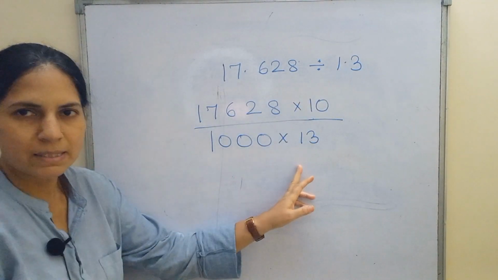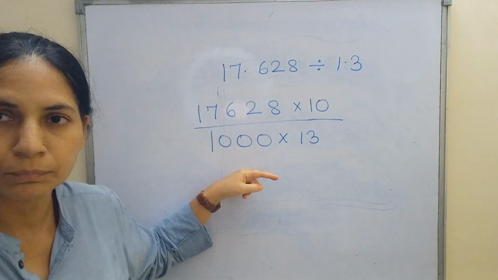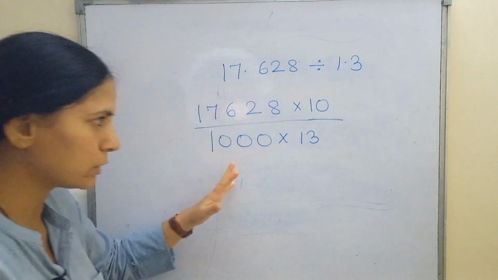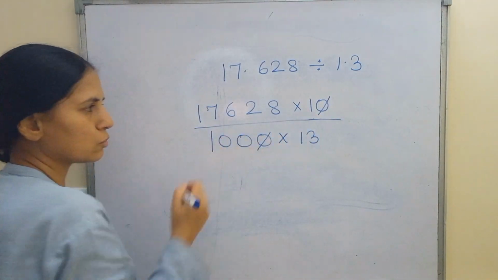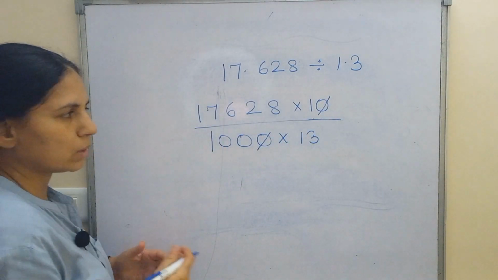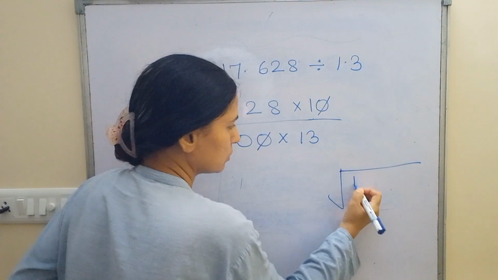To remove the decimal of the bottom number, write it on top; to remove the decimal of the top number, write it on the bottom. Did you understand this? Okay. Cancel the 0 0. Now I think this is divisible.